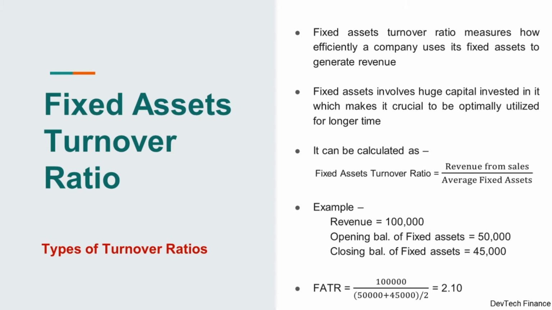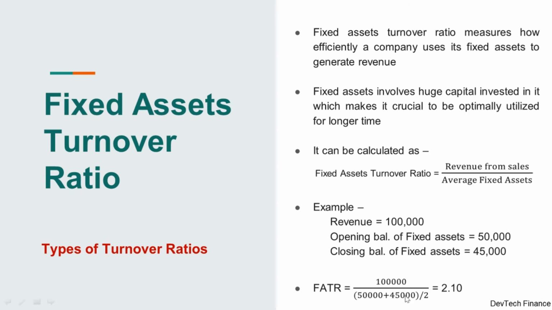Thus, fixed assets turnover ratio gives us an idea about the company's efficiency in utilizing its fixed assets. And as you know, fixed assets involve huge capital invested in them, which makes it very crucial to optimally utilize those assets. Because if those assets are not being utilized optimally, it would for sure result in a lower level of production, and a lower level of production would mean lower sales and thus a lower profit for the company.